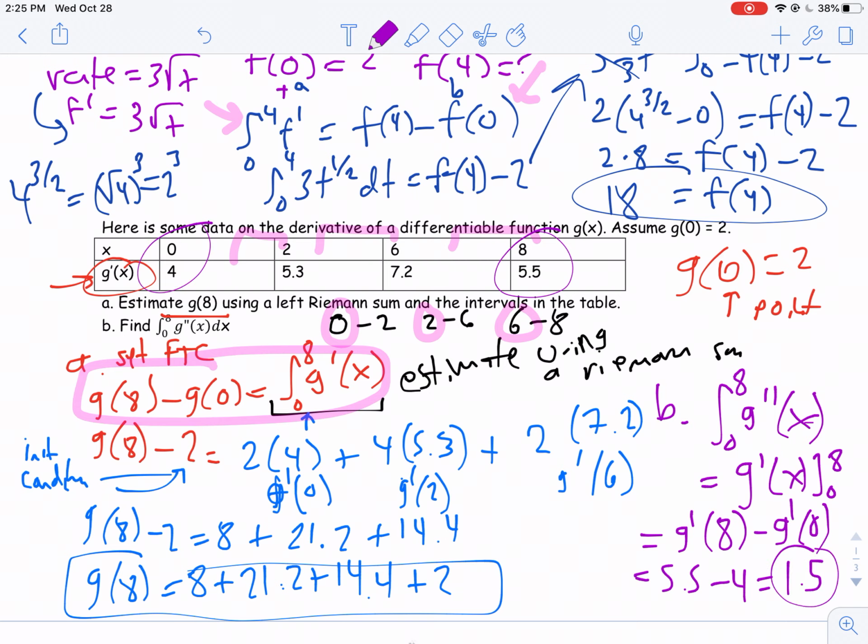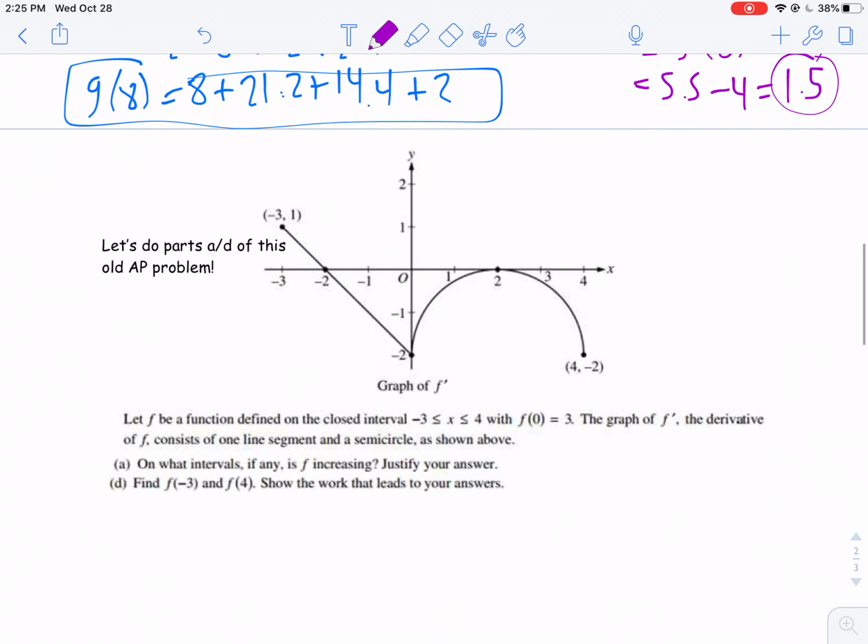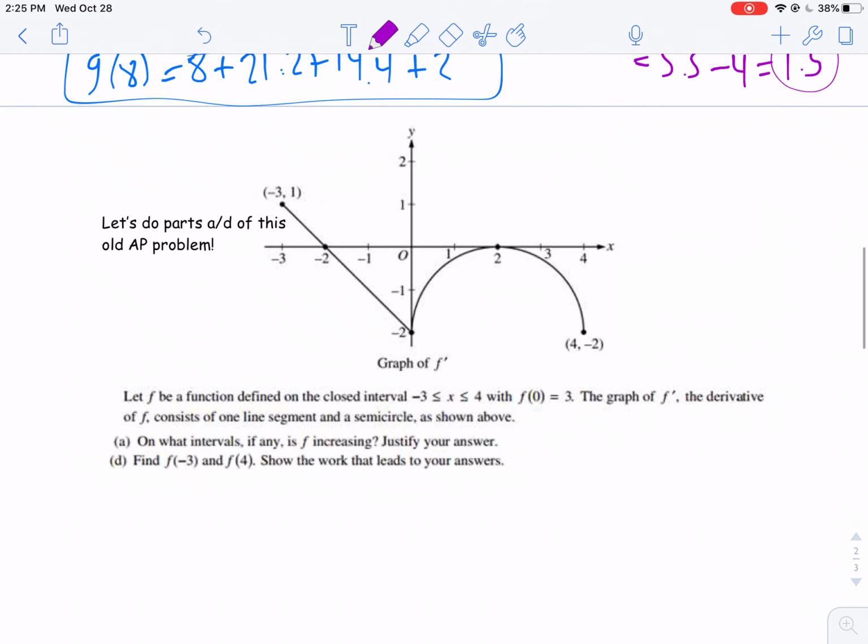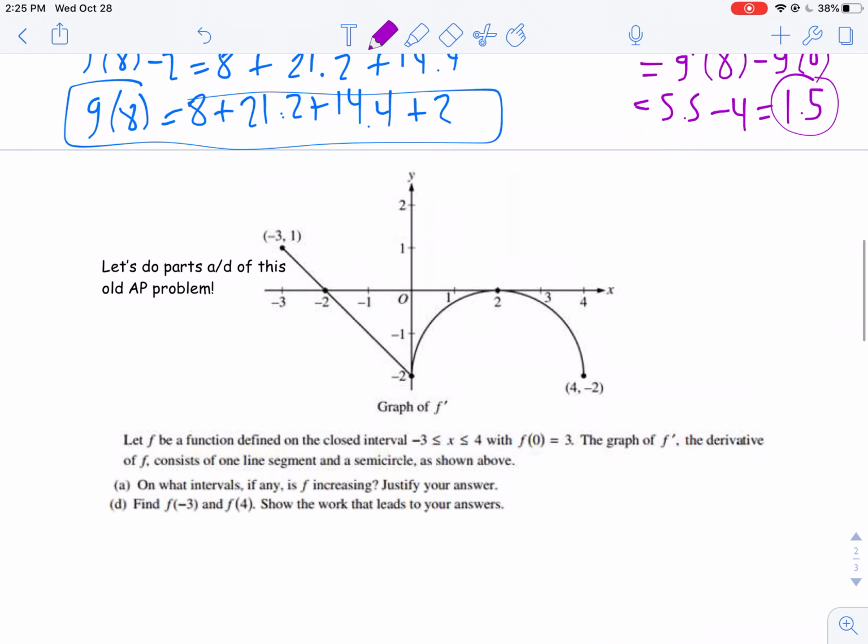Cool problem. Okay, so those are just some of the ways that you can use a table to solve some problems using the fundamental theorem. One more thing I wanted to do. What if you had this? What if you had an f prime graph?